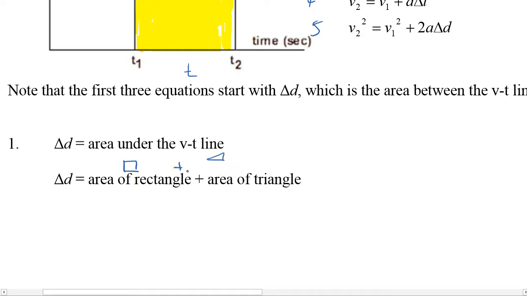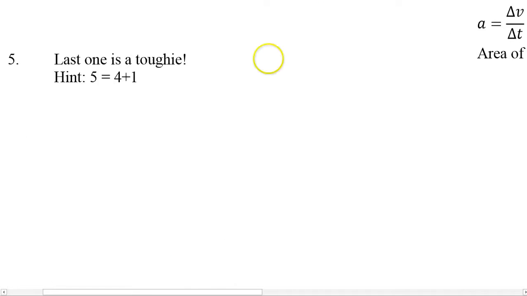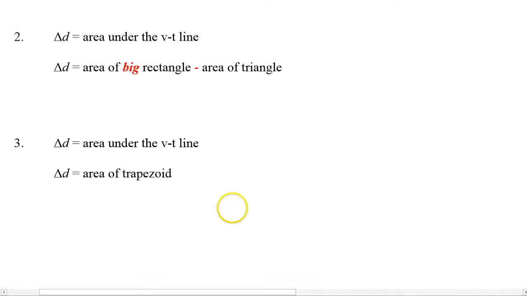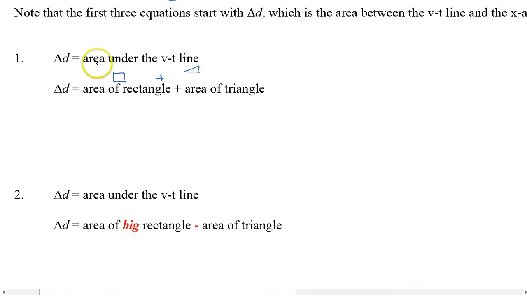So equation number 1, delta D is the area under the VT line. So if you were given the question, you could say number 1, area, or delta D equals area under the VT line. So I am actually giving you a little bit of this stuff so I don't have to write it out every time. But this would be included things that you would be expected to write. Area under the VT line. And one way to figure out that area is a rectangle plus a triangle.